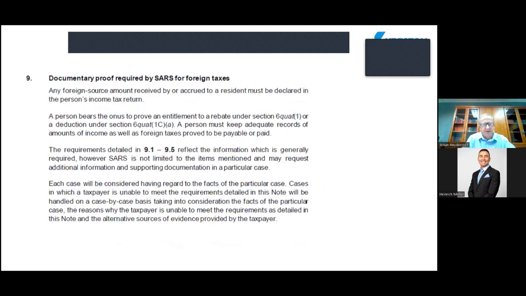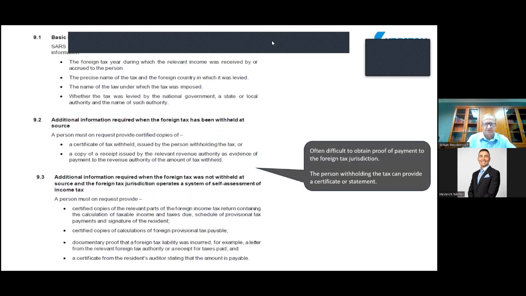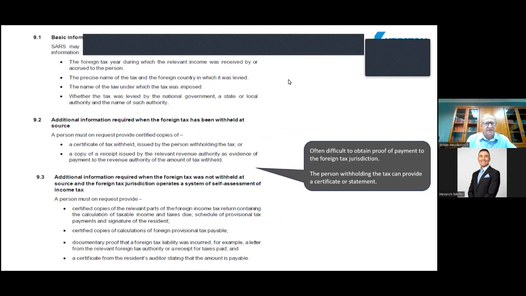Now, this is quite interesting. Please read paragraph 9 of the interpretation note, because it tells you what documentary evidence is needed. Essentially, they're saying we can't have a one-size-fits-all, because you do not know what documentation they will give you in Qatar or in Australia or in Japan or wherever. So they can't be prescriptive, but they can give some kind of guidance on it. All right. So there's some basic information. At least you should know what the foreign tax year is. You should know the name of the tax in the foreign country, and the name of the law under which the tax was imposed.